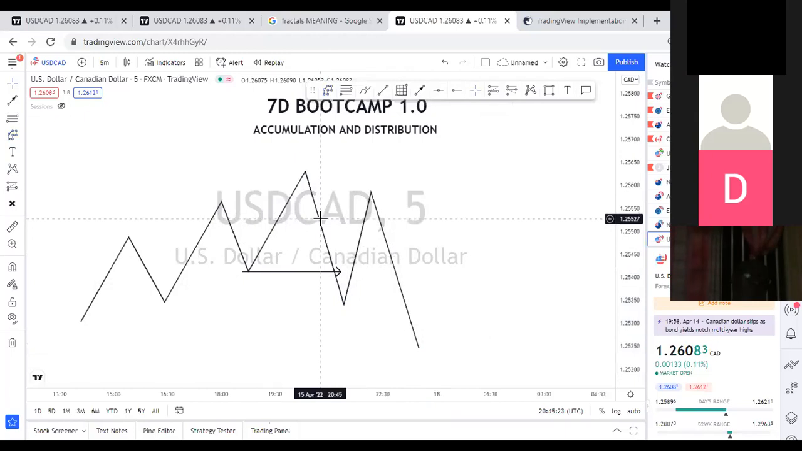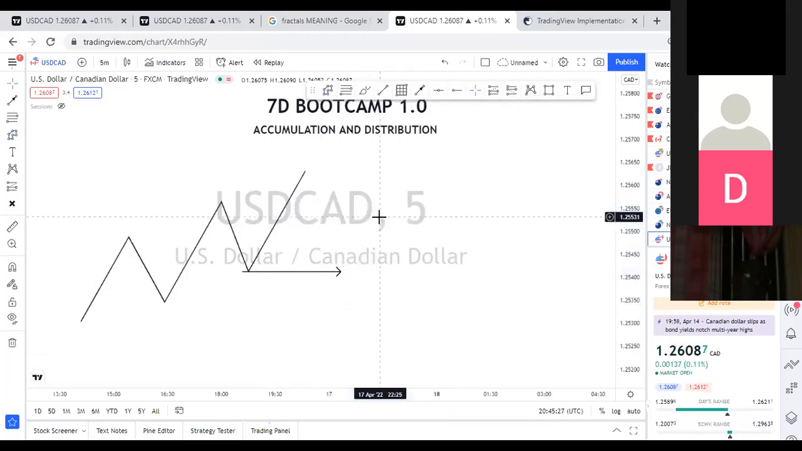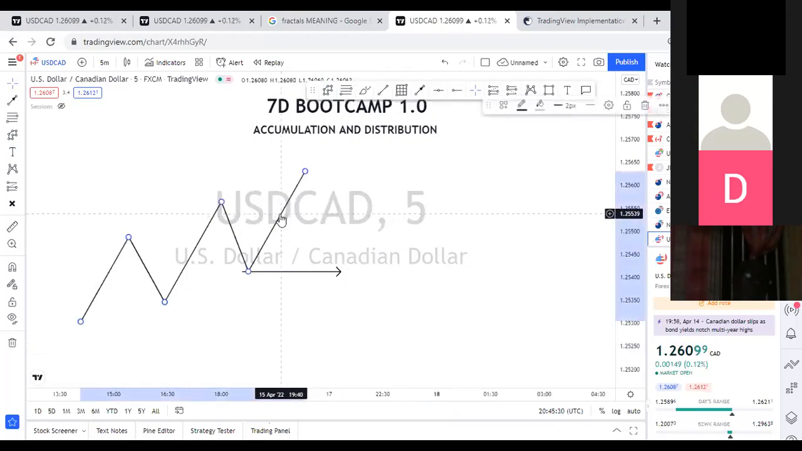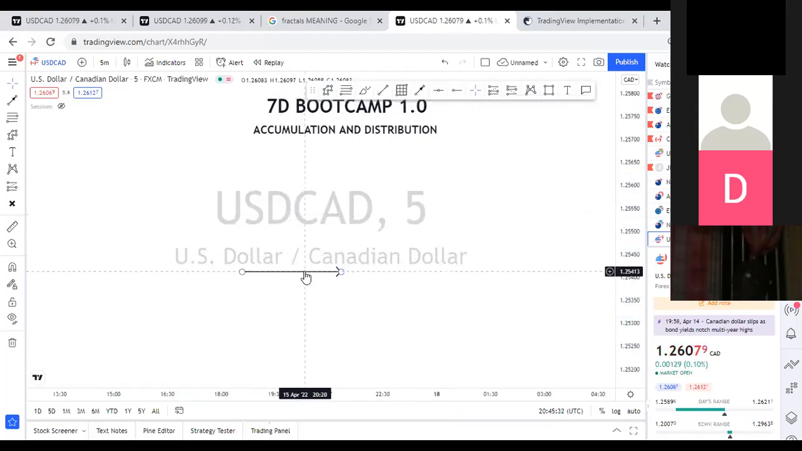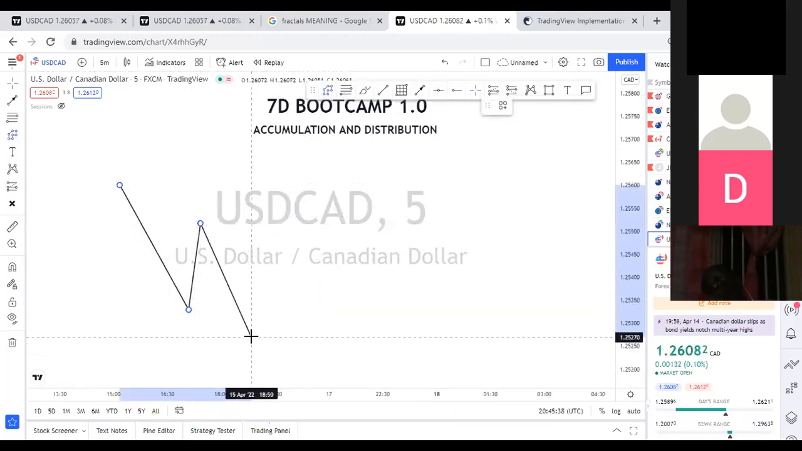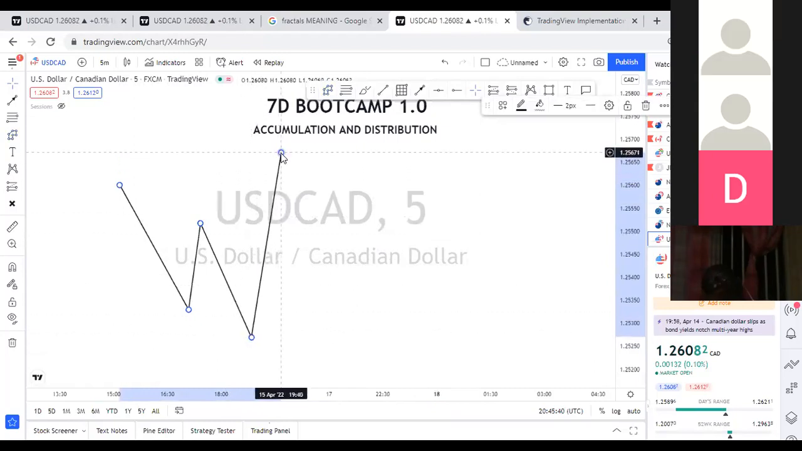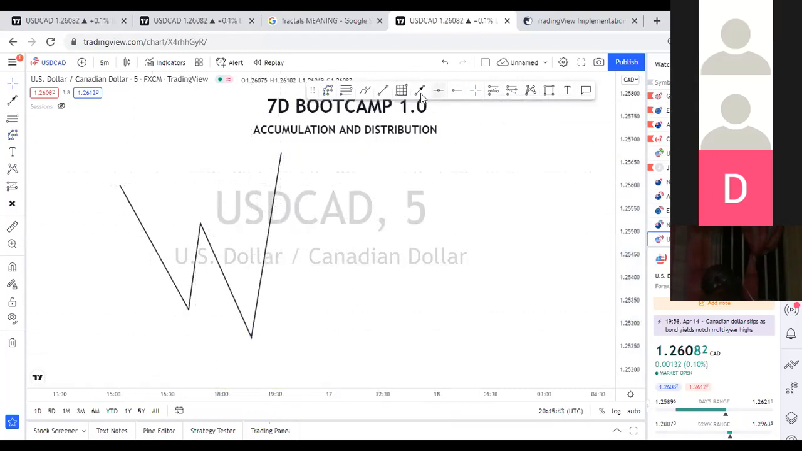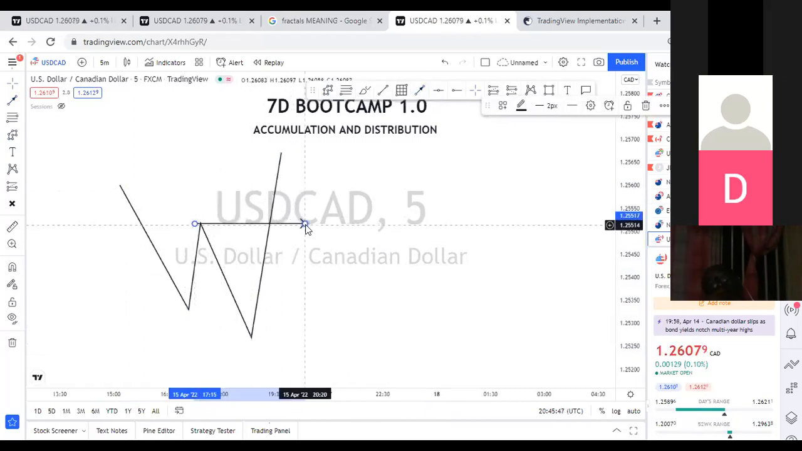That is when we have a break of structure from a bullish structure to a bearish structure. Okay, so let's go. And then in a bearish structure, we have lower high, lower low. And when price closes above the last lower high, then we have what? A break of structure.